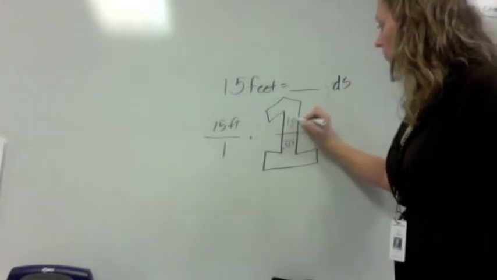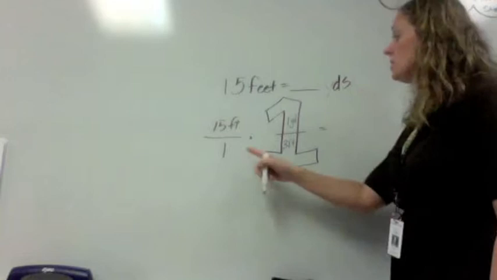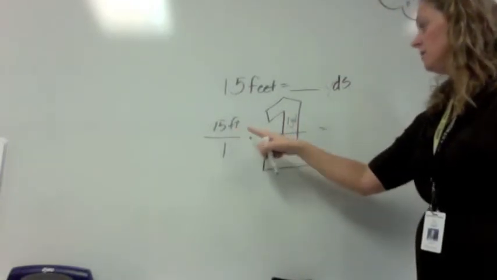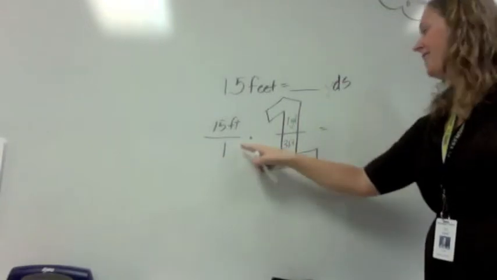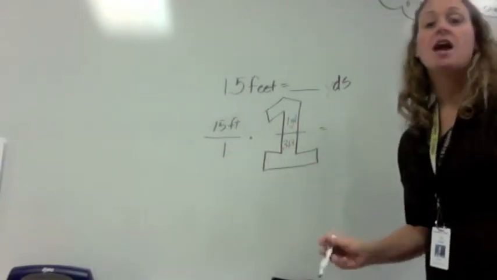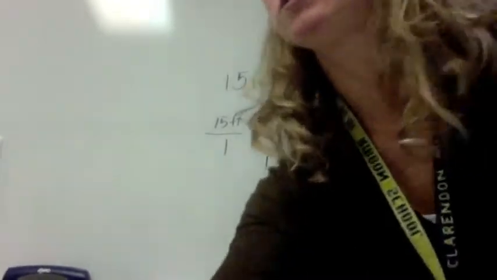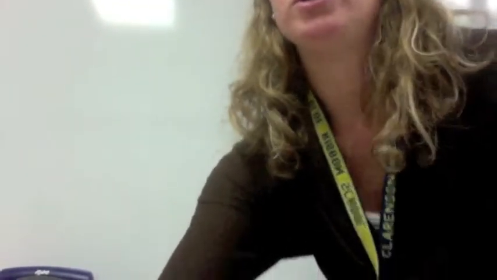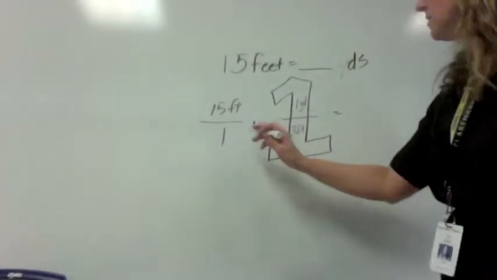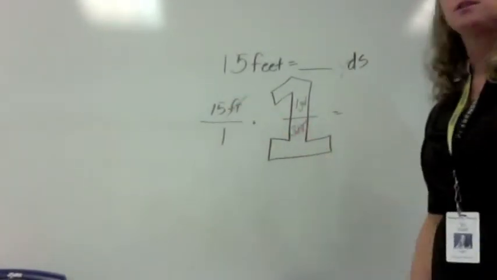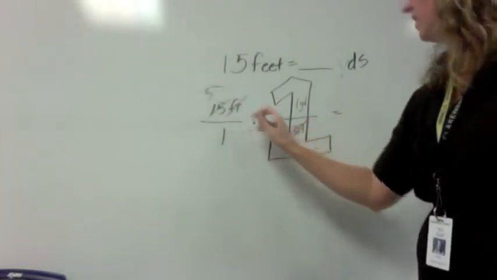So now I have 1 yard because 1 yard equals 3 feet. So 15 feet times 1 yard in the numerators and 1 times 3 feet in the denominators. I use the same strategy that I use when I multiply fractions, and in order to do that, I do some cross-canceling. So when I cross-cancel, I know that feet and feet cancel out. I know that 15 and 3 cancel out to be 5 and 1.